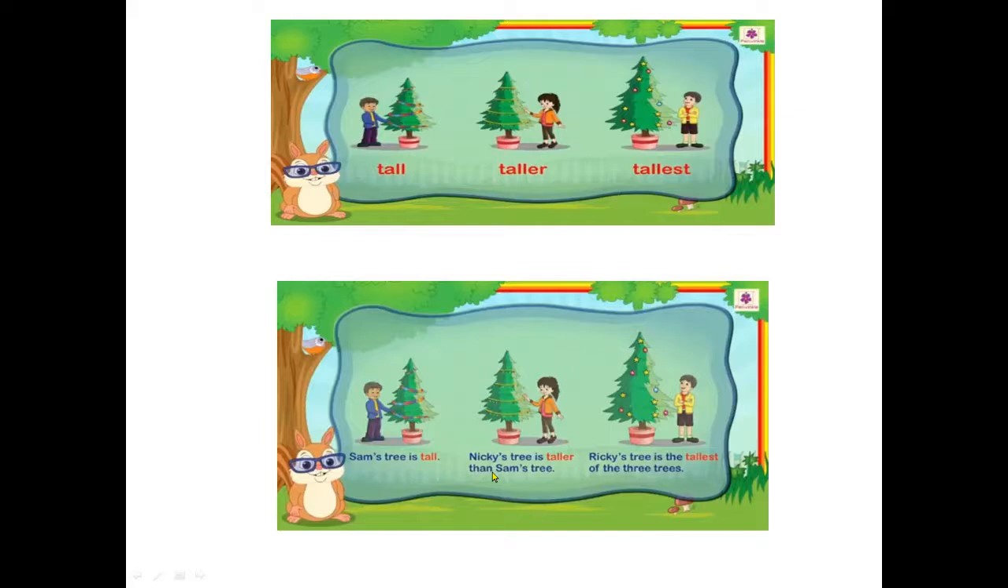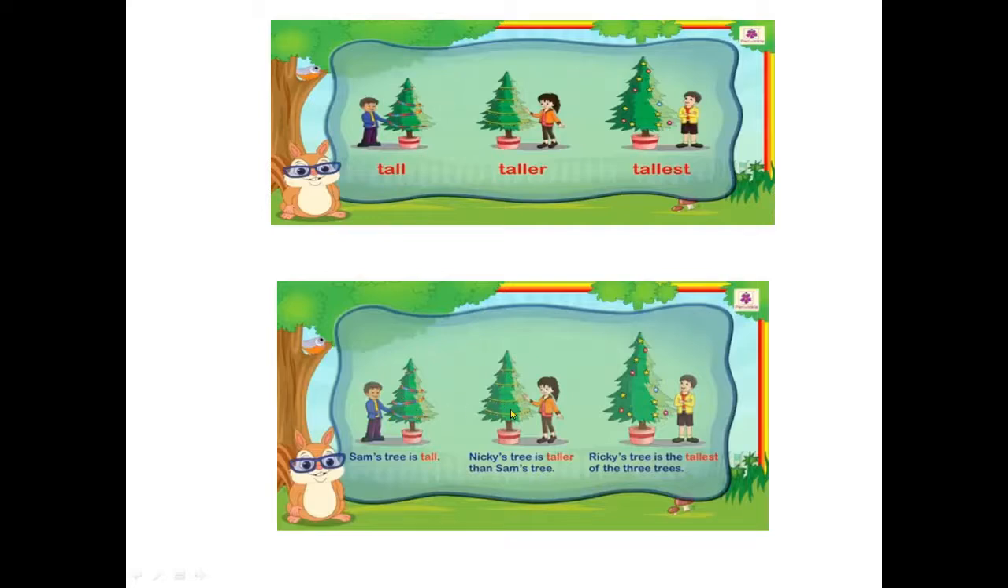Okay. And now her tree, you can see, is taller than Sam's tree. So we will write: Nikki's tree is taller than Sam's tree. Here we have used the describing word, or we can say adjective, for the noun tree: taller, because this tree is taller than this tree.